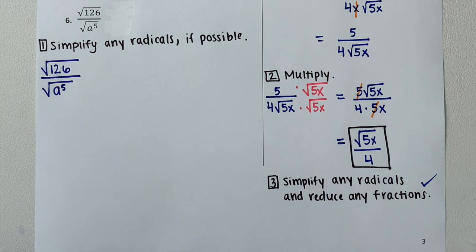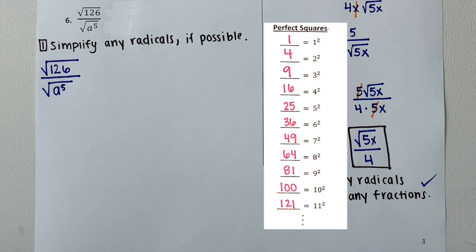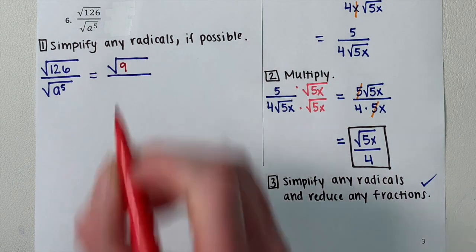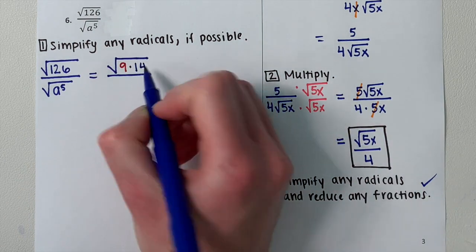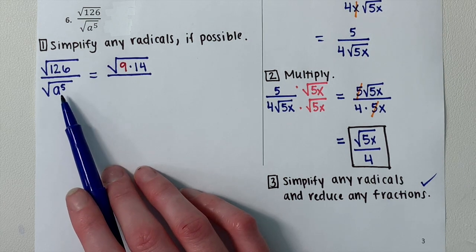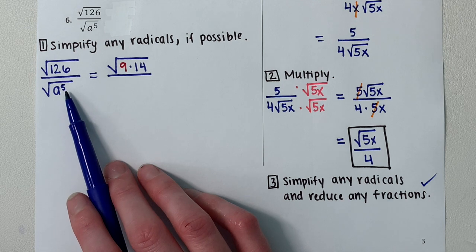126 is not a perfect square. So we need to find the largest perfect square that multiplies evenly into 126, and that would be 9. So let's rewrite 126 as 9 times 14. Then let's look at the denominator. A to the 5th is not a perfect square. I know it's not a perfect square because the exponent 5 is not a multiple of 2.